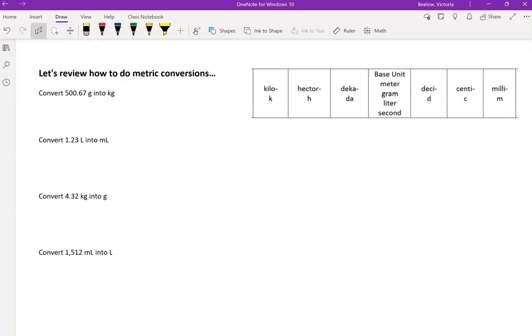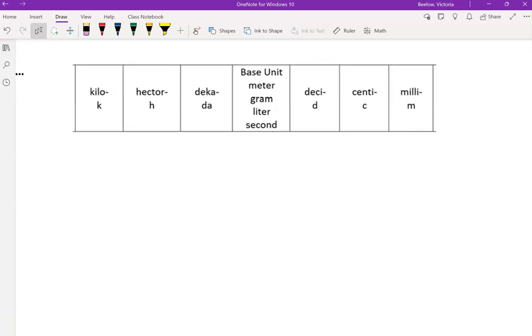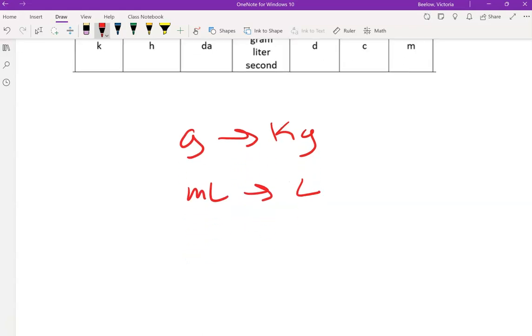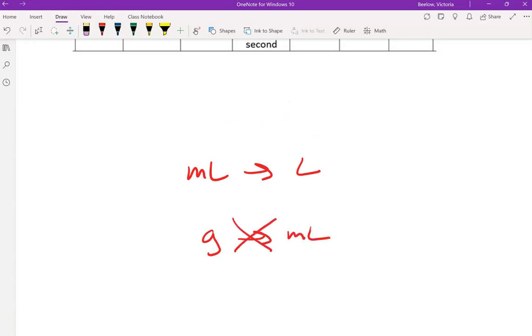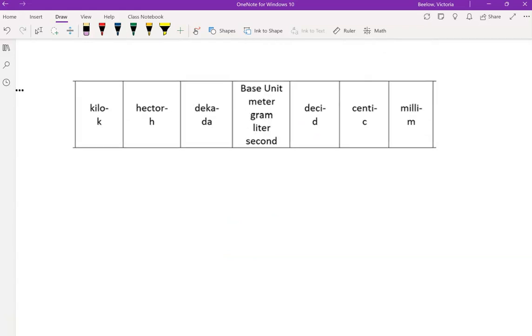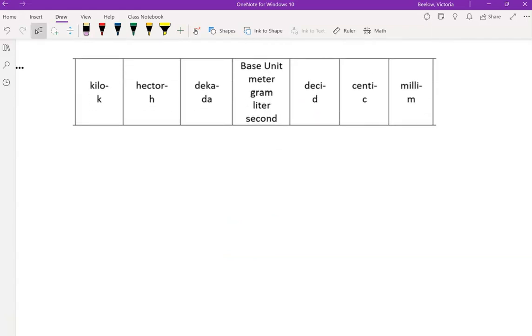Now, there was some confusion with this in the last unit. You can only convert between the same base units. So, for example, you can only convert gram to kilogram, milliliters into liters. We don't move the decimal to convert grams into milliliters. It doesn't work like that. You can only move the decimal to convert between the same base unit.